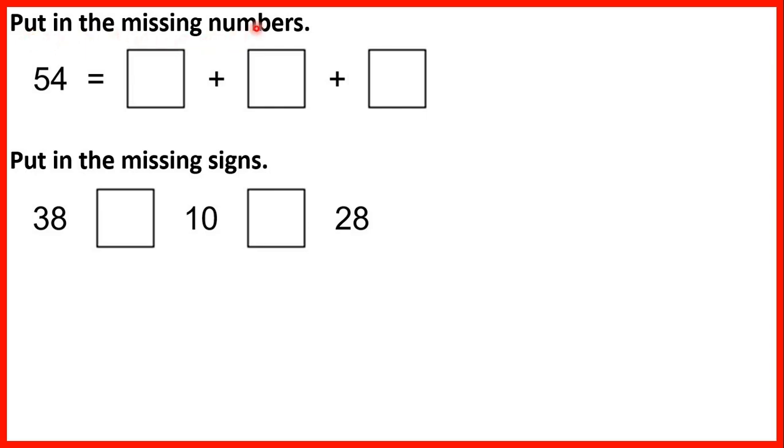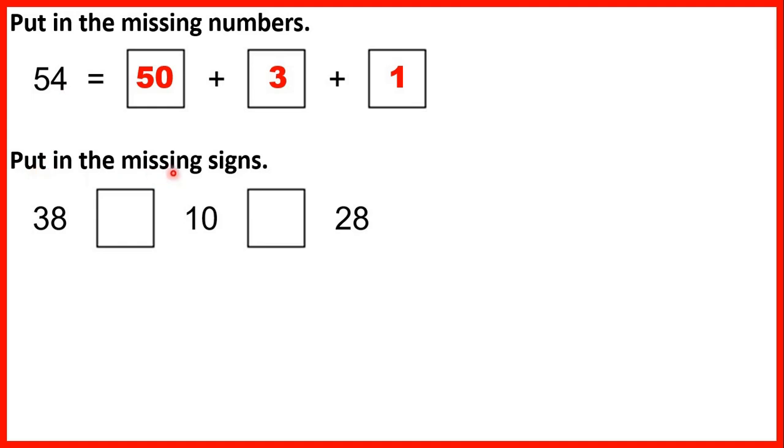Put in the missing numbers. So first, we need to think of 3 numbers that give a total of 54. So we could have 50, 3, and 1, because 50 plus 3 is 53, plus 1 makes 54. But there are lots of possible answers for this question, as long as your 3 numbers add up to 54.